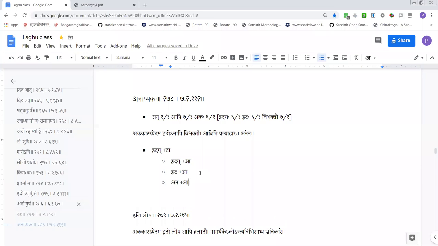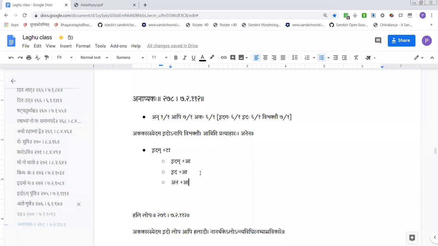And rama plus a, what do you get? Sarva plus a. Rama plus a and sarva plus a. What do you get? Rameena va sarveena. So here, inatsyaha, the sutra, that inatsyaha sutra will apply and you'll get ina here. So this will have been replaced by ina.